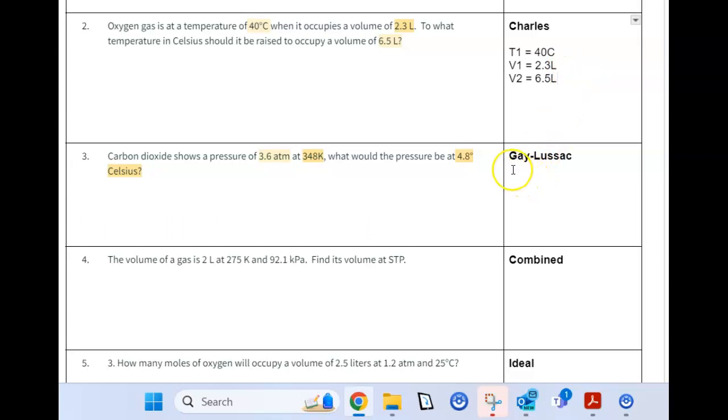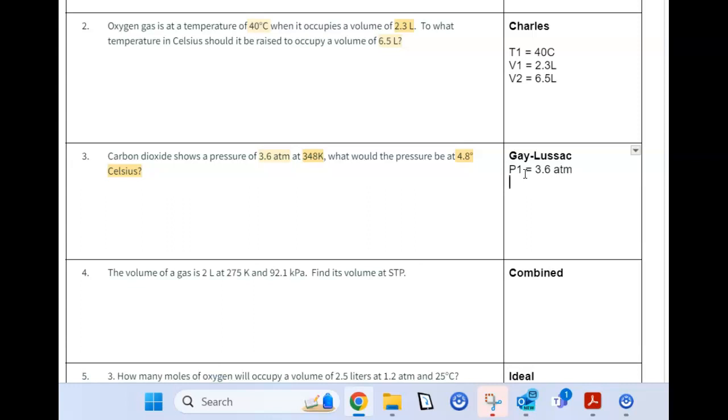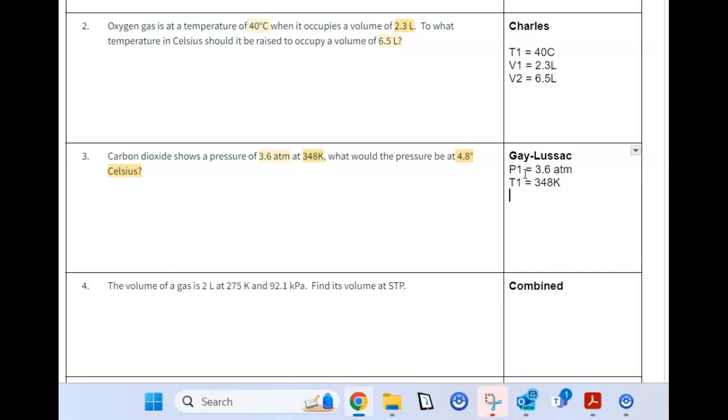So on this one, it's a little bit more tricky. You have 3.6 atm, so atmospheres is pressure. So I would have P1 equals 3.6 atm. And then my next one is 348 Kelvin. Kelvin is temperature. So T1 is going to equal 348 K. And then the next one is my T2, it's degrees Celsius.